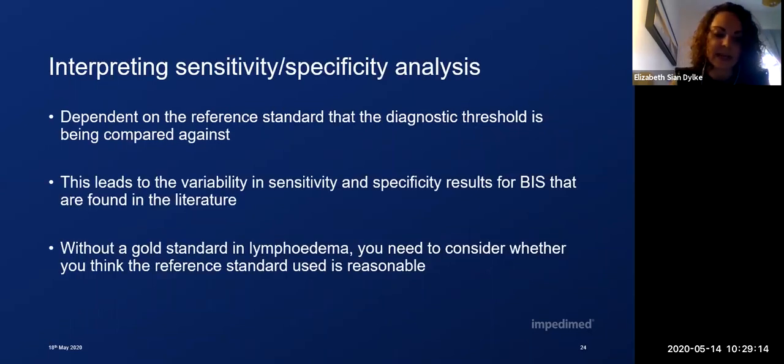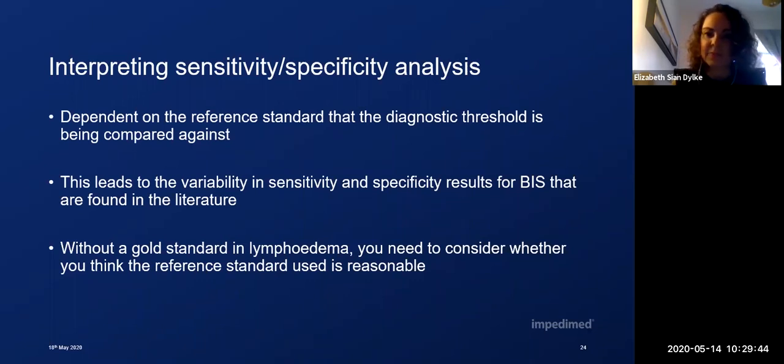Now, many papers and research projects have investigated the sensitivity and specificity of various approaches to using bioimpedance outcomes for the detection of lymphedema. And I've just chosen to highlight 2 here. There is a large body of literature on this. And some of the results are contradictory between those studies. So what's really critical to understand is the pitfalls of sensitivity and specificity analysis, so that when you're reading these papers, you can make your own decision on these findings.